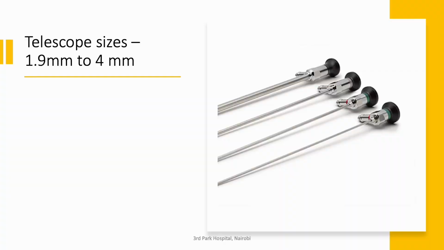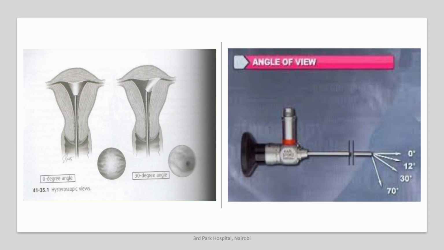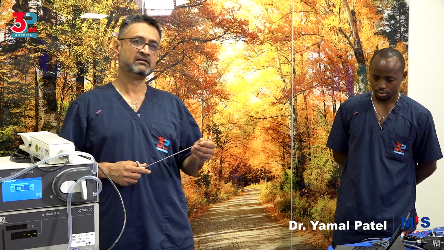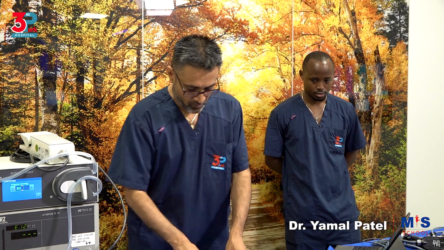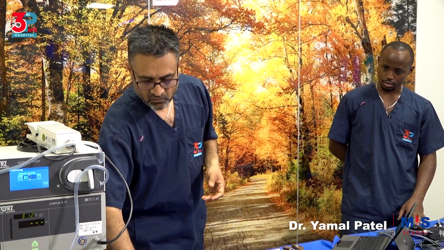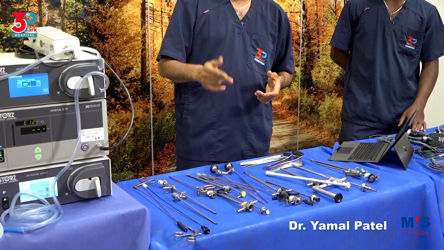We have the sizes we have described and the angles of view ranging from 0, 12, 30 and 70. As a guide, it's important to please remember, for diagnostic, it's good to use a 30-degree scope. Operative with cold instruments, it's good to use the 30-degree scope again, like if you're using the scissors or the graspers.